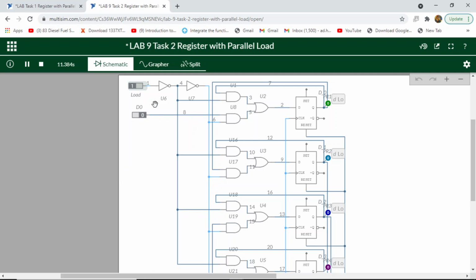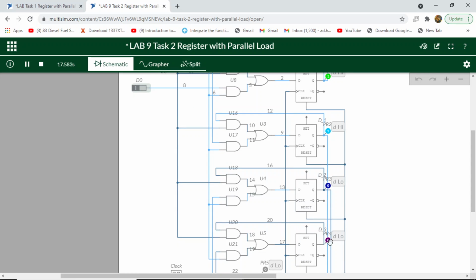So the load is active and D1 is 1. Now all of the outputs become 1. First this output becomes 1. In the second iteration the D1 becomes 1. And in the third pulse the D2 becomes 1 and similarly D3 becomes 1.